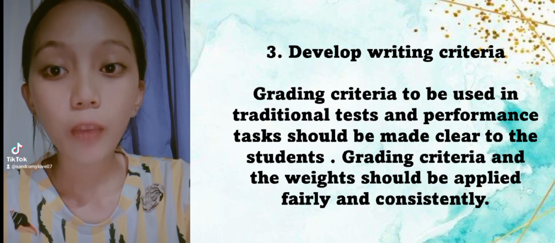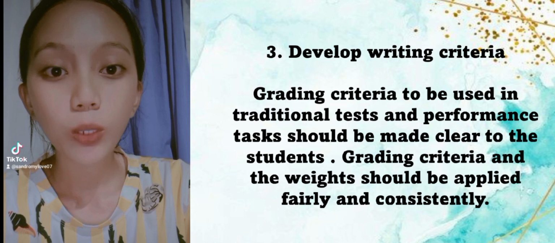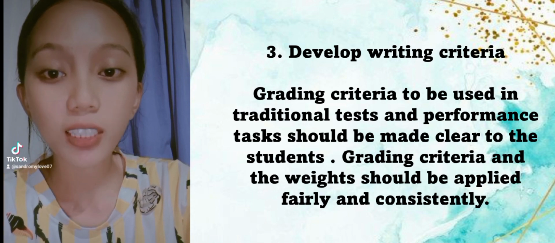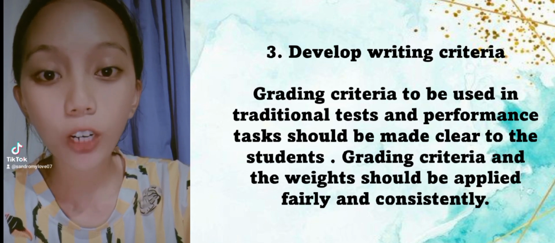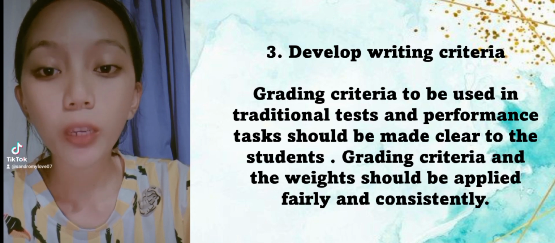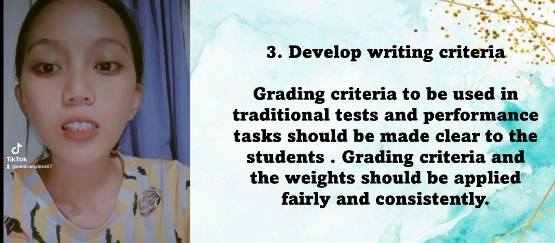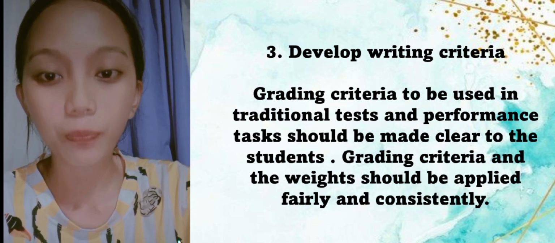The third step is to develop grading criteria. Grading criteria to be used in traditional tests and performance tasks should be made clear to the students. Similarly, learners should also be informed of the weight of each criterion. Grading criteria and weights should be applied fairly and consistently. A holistic or analytic rubric can be used to map out the grading criteria.